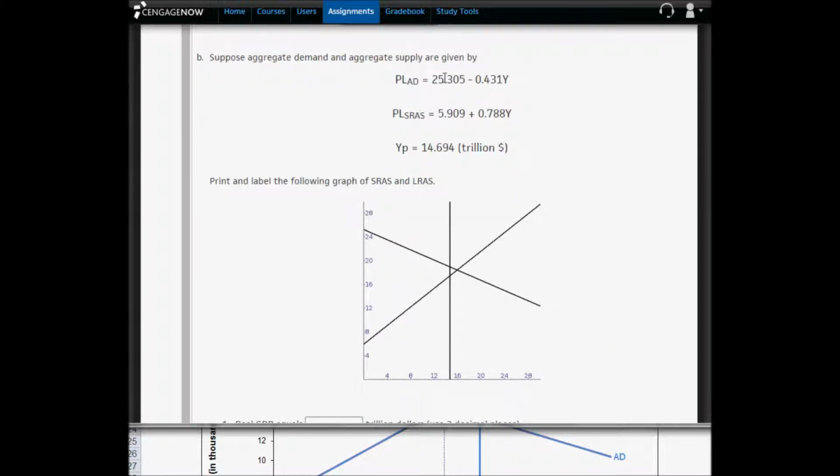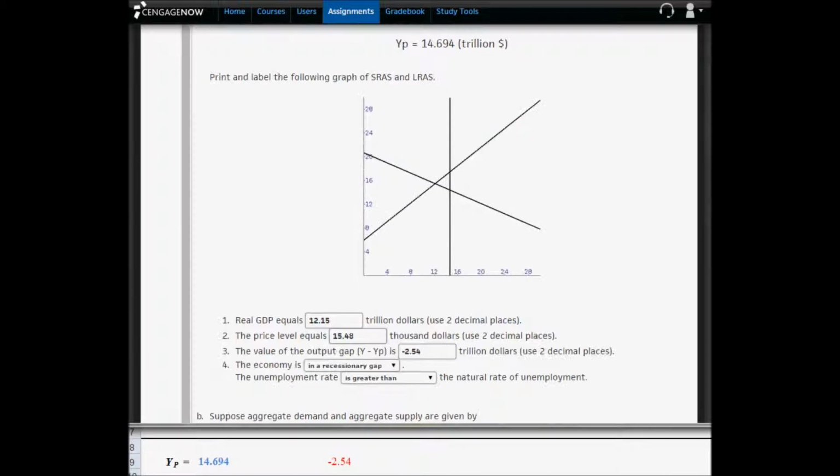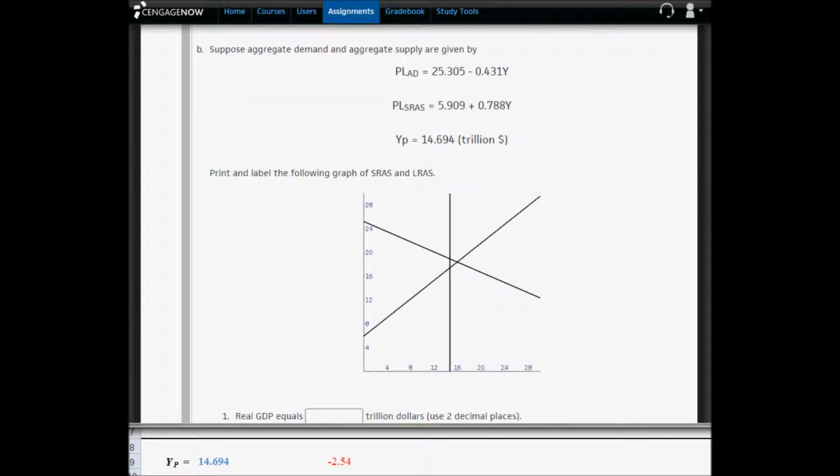In part B, we have a different scenario. Aggregate demand's intercept was 20.719. It is now 25.305. So something caused aggregate demand to increase. It could have been an increase in wealth, expected future income, a tax cut, an increase in government spending, increased business investment, increased exports. It could have been any one of those factors. But here we have higher aggregate demand. I've copied the value of aggregate demand's intercept into Excel already.